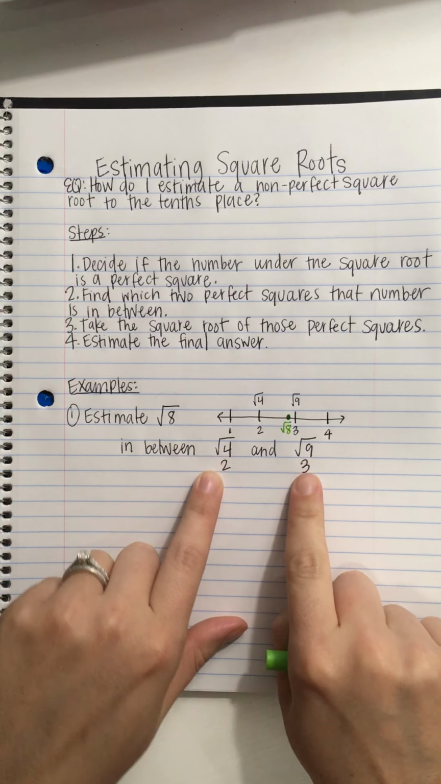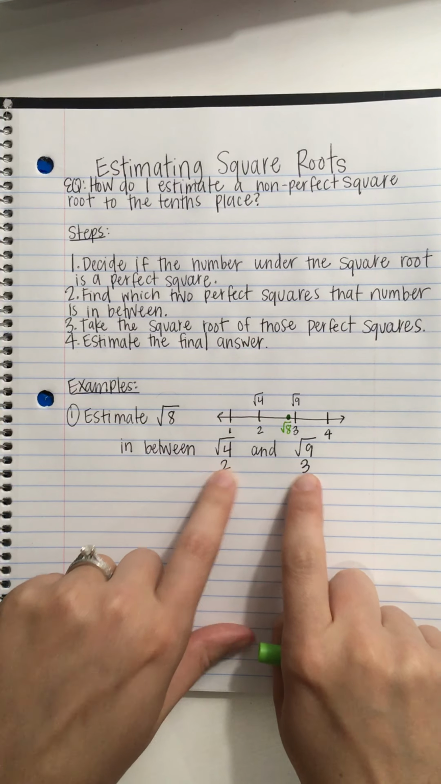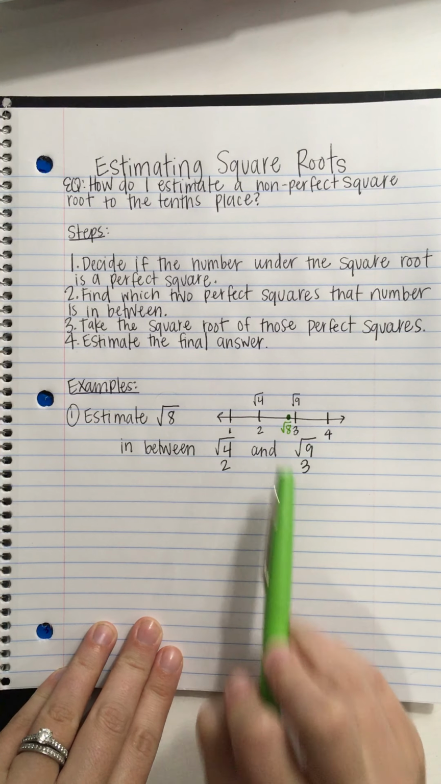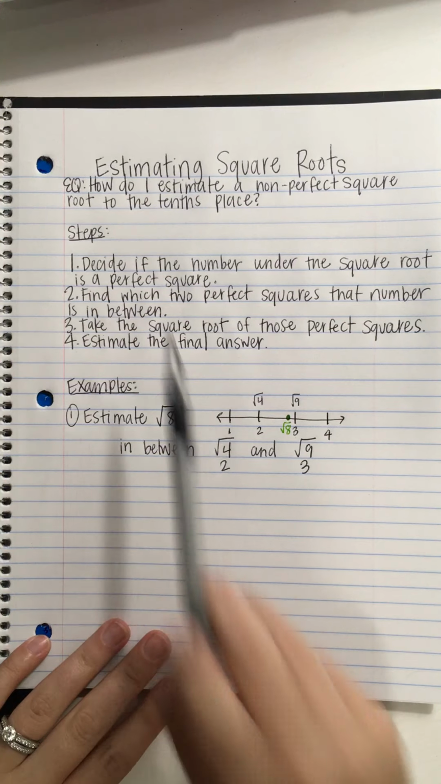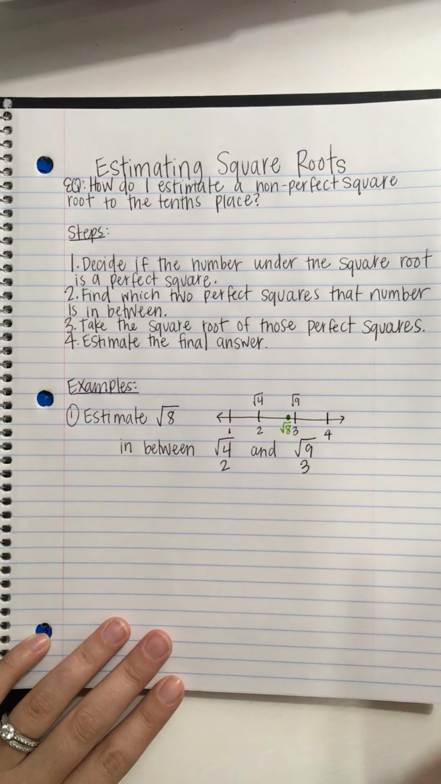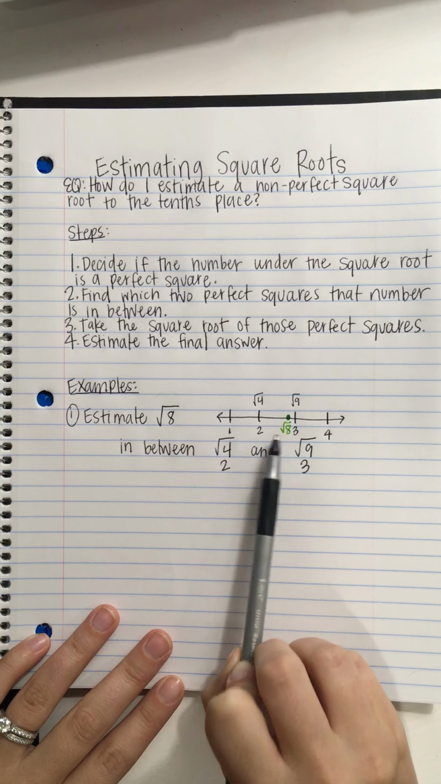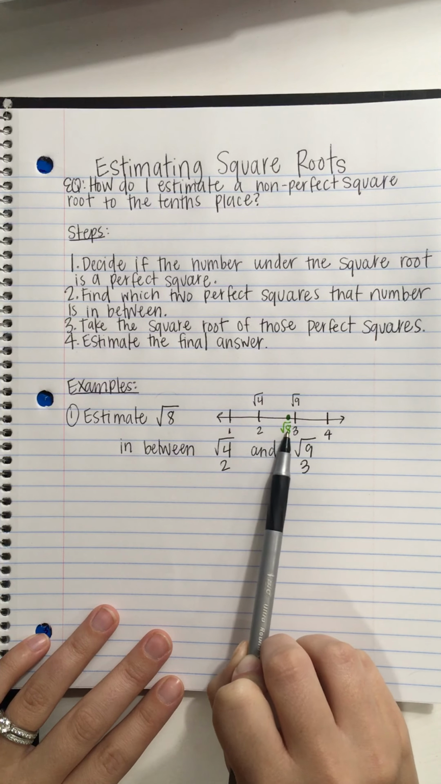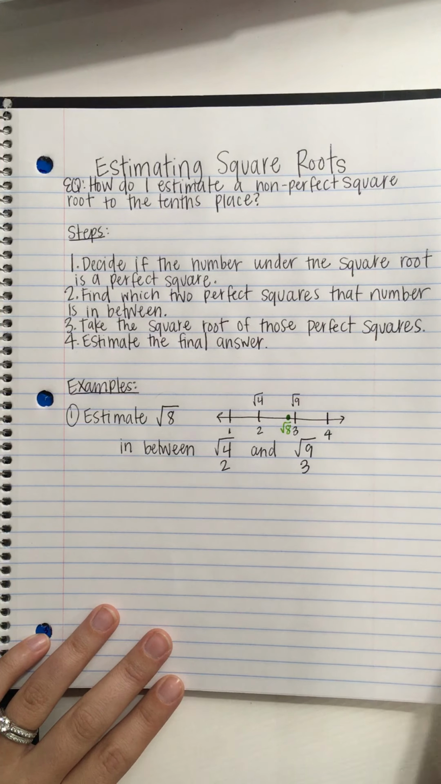Once you find the square root of the perfect squares, the square root of 4, square root of 9, and figure out those numbers on the number line, you can easily, hopefully, see where that square root's going to fall. So square root of 8 falls about there. Our goal is to estimate a non-perfect square to the 10th place. So if I was going to estimate where that falls in between 2 and 3, I would say probably 2.8 or 2.9, I think.